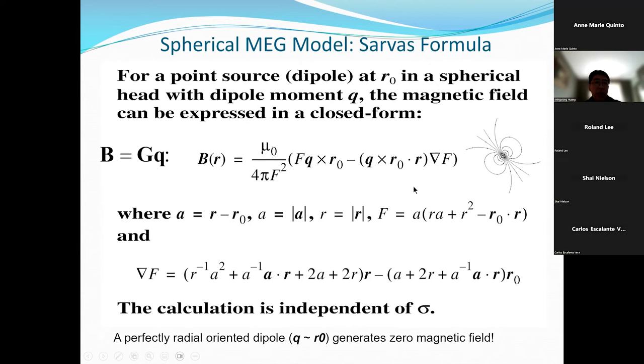There's a very famous MEG forward model based on spherical symmetry called the Sarvas formula. In this case, imagine you can model the electric current dipole, like a tiny battery with positive and negative poles, at location R0 with the dipole moment Q. Then you can simply use the Sarvas formula to predict the MEG field at a specific sensor location R, in a given orientation.